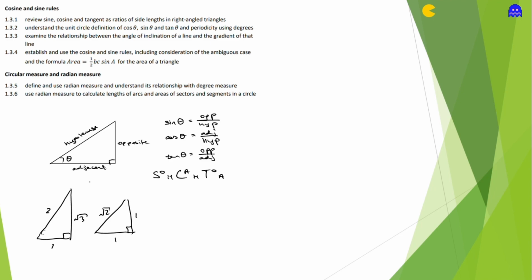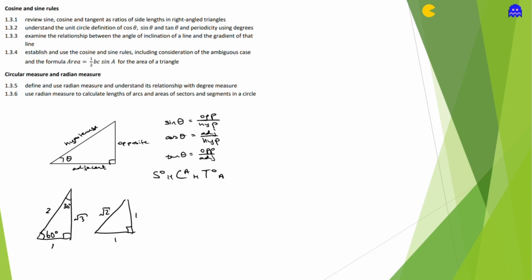This one here is basically an equilateral triangle that's been cut in half, with side length 2. If we look at the equilateral triangle, we know that the angle will be 60 degrees. Because this side has been cut in half, that'll be 30 degrees. And we have 90 degrees here as well.